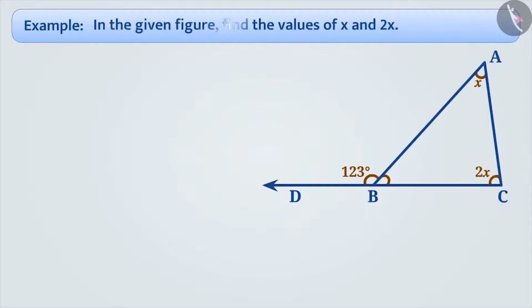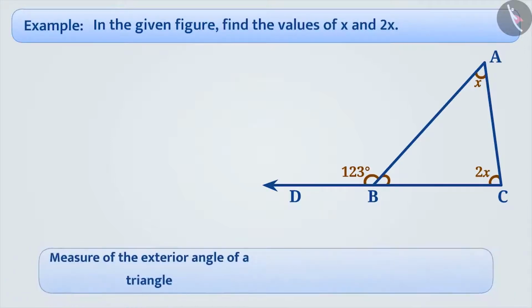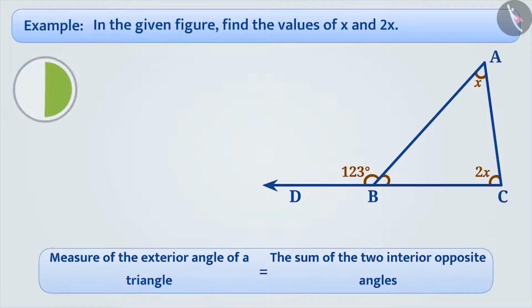Find the values of x and 2x in the given figure. Exterior angle property of a triangle tells us that the measure of an exterior angle of a triangle is equal to the sum of the measures of its interior opposite angles. Can we solve the given question based on this understanding? Think for a while. Yes, we can definitely solve this question using the exterior angle property.